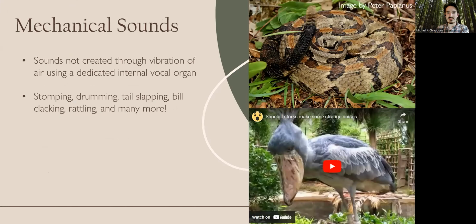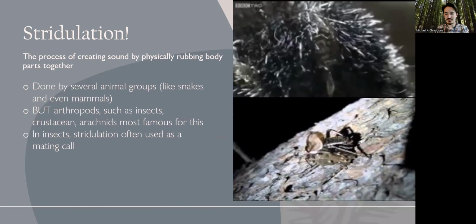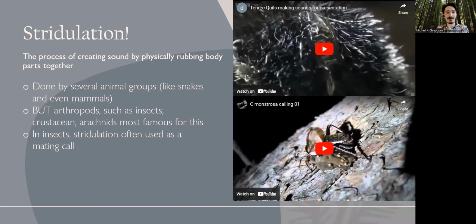So what kinds of sounds can animals actually produce? Well, one of these is mechanical sounds. Now, these are sounds that aren't created through vibration of air using a dedicated internal vocal organ. This is things like stomping, drumming, tail slapping, bill clacking, rattling like this rattlesnake on the top right here, and many more. So, now I want to talk a little bit about the process of stridulation.